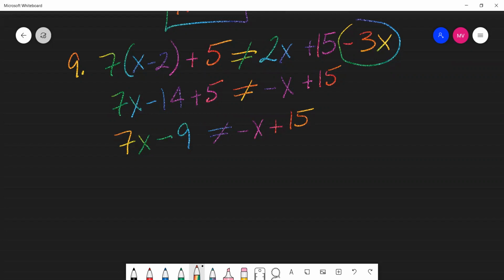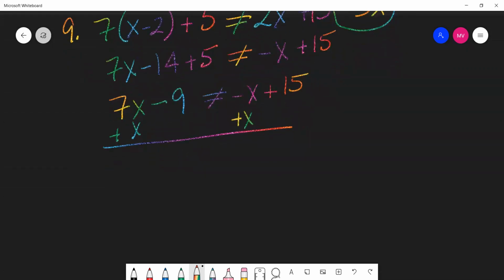Yeah, so we move x to the left, so it's all on one side. So we're adding x to both sides. Yep, let me do that first. I like to do that first, get my variables all together. And so this is what? It's 8x. Remember, x by itself, it's just understood 1, so 7 plus 1. So 8x minus 9 is not equal to 15.